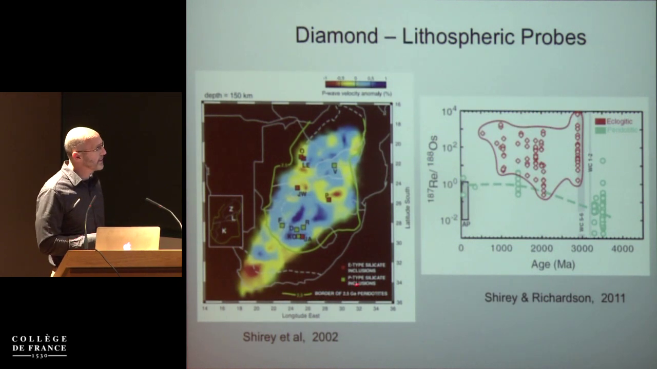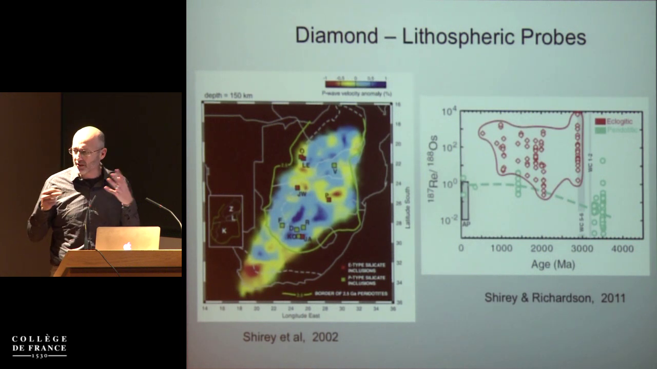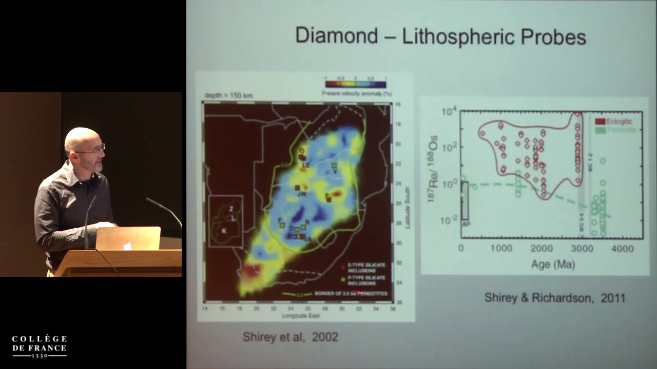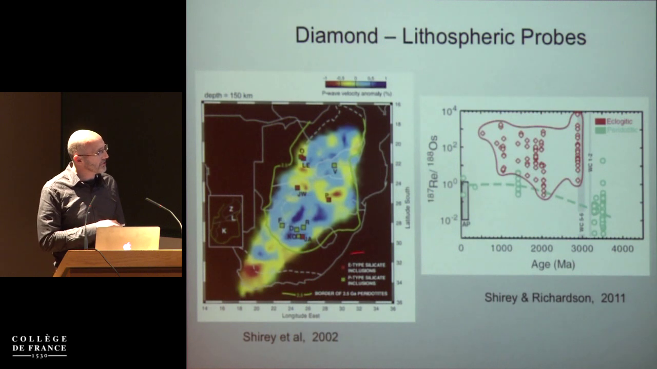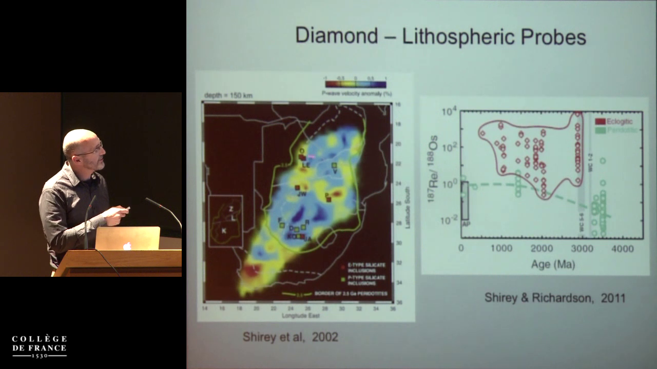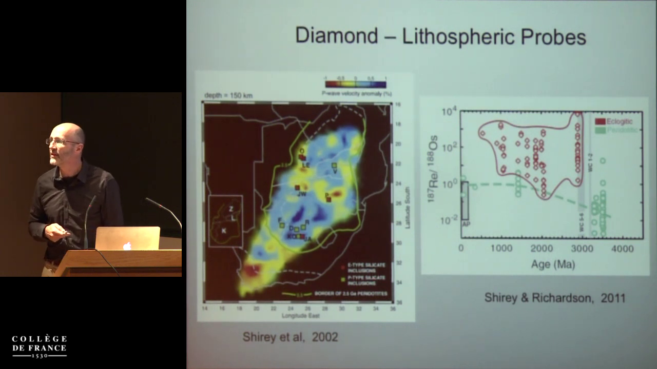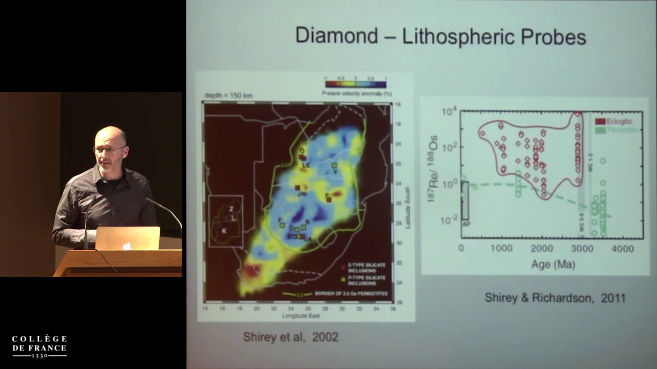This is some work by Steve Shirey, and what they noticed for the Kaapvaal craton was that if you look at the type of inclusions, there are two broad types of silicate inclusions. One is identified as P-type or peridotitic inclusions, and another family is the so-called E-type or eclogitic inclusions. And what they noticed is that if you look at all these different pipes, there's a clear correlation between P-type inclusions and fast lithosphere, and conversely, slow lithosphere and eclogitic type inclusions.